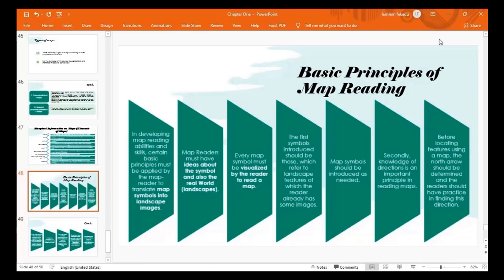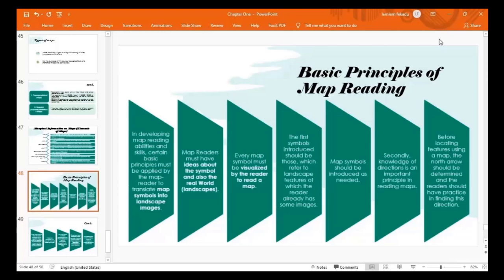The first symbols introduced should be those which refer to landscape features of which the reader already has some images. Map symbols should be introduced as needed.